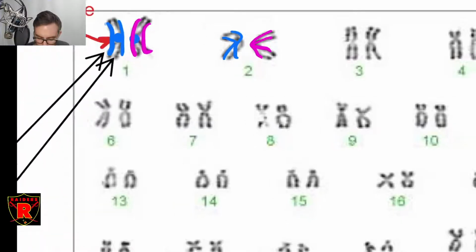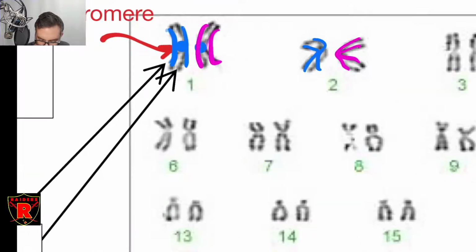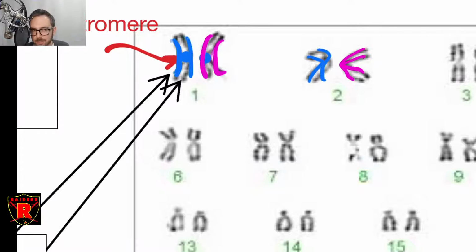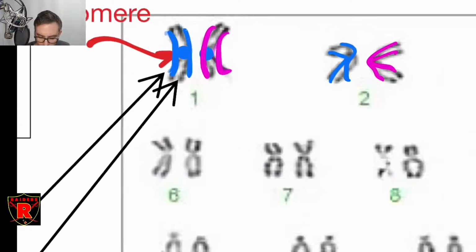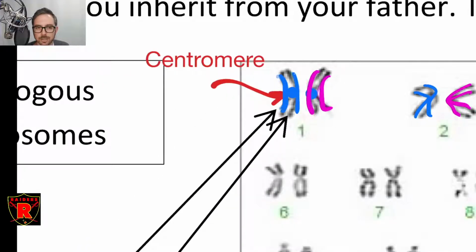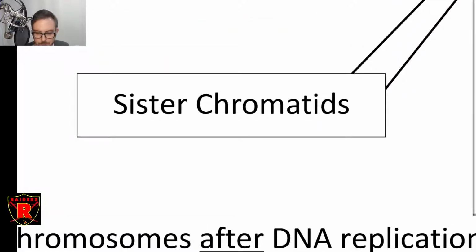This is always confusing for people because now these two versions that are beside each other, so the 2 blue ones here, those aren't homologs to each other. The blue and the pink here for chromosome 1 are homologs. They contain the same genes, but the 2 blue ones are identical to each other. They're exact copies. So the name for that in genetics is we call those sisters. Sister chromatids are exact copies.